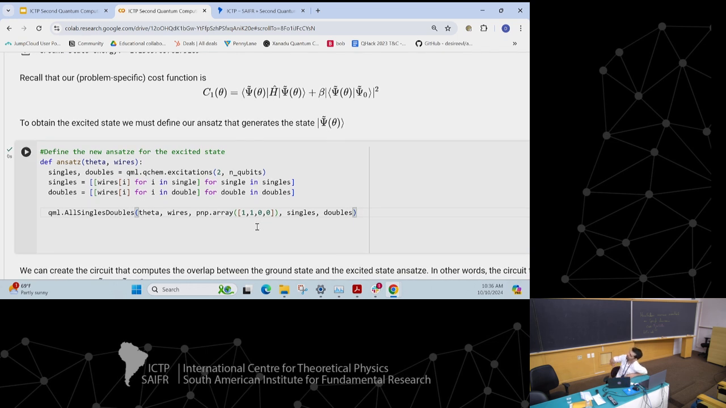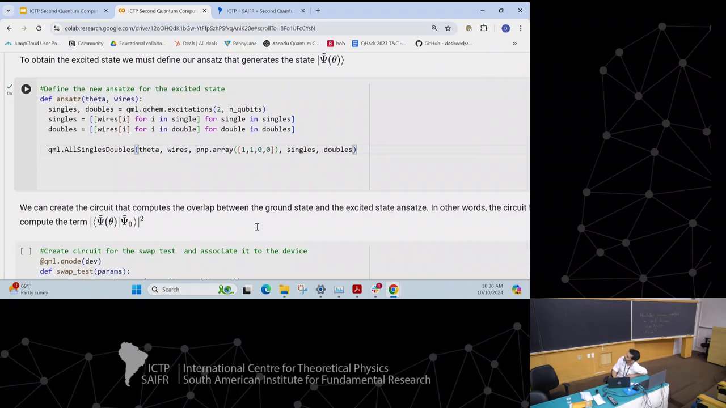Okay. It'll become more clear once we visualize the circuit. You'll see all of the steps that we've taken.